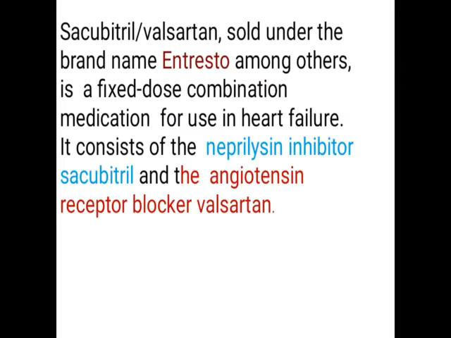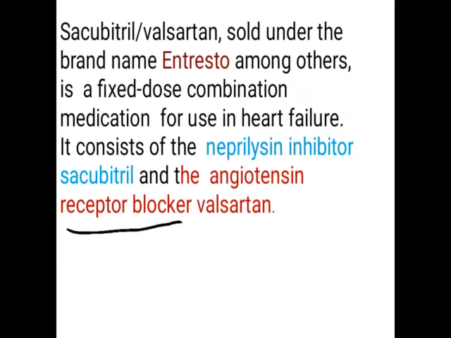So sacubitril valsartan is generally sold under the brand name Entresto, and it is a fixed dose combination. It is generally given when there is heart failure or cardiac failure. Okay, so in this combination there are two drugs, sacubitril and valsartan. What is valsartan? It is the angiotensin receptor 2 blocker. And the second drug, sacubitril, is a neprilysin inhibitor.